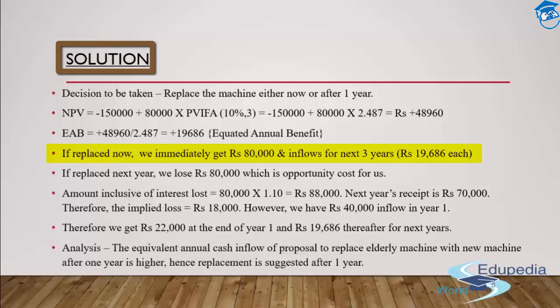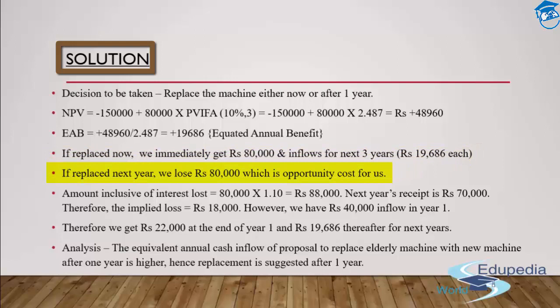Now that is one situation. Number two situation could be if I resort to selling next year. What will happen if I replace next year? I'll be losing on this 80,000 rupees, which is my opportunity cost for now. So what will be the future value of this 80,000 next year? That will be inclusive of interest loss, that is 1.1 times. So I'm going to lose 88,000 rupees in relevance to next year.